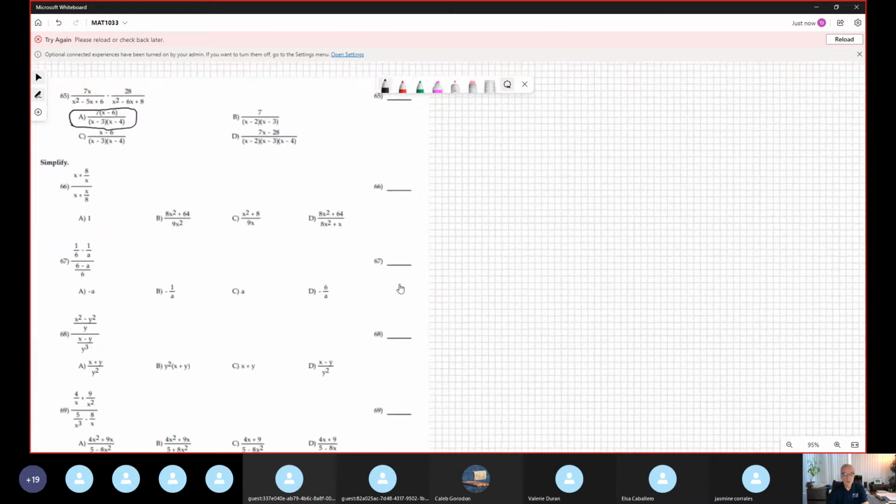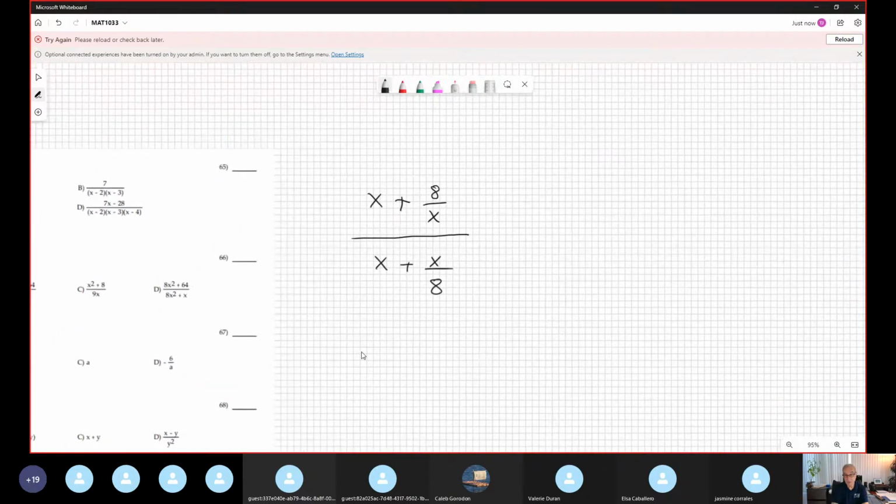Okay, look. We have x plus 8 over x. Don't be frustrated, this is easy, but you need to apply the systematic way, no? In the bottom, we have x plus x over 8. This is a classical example of a complex fraction. But is it ready to apply the complex principle? No. To apply the complex principle, we need a common denominator.